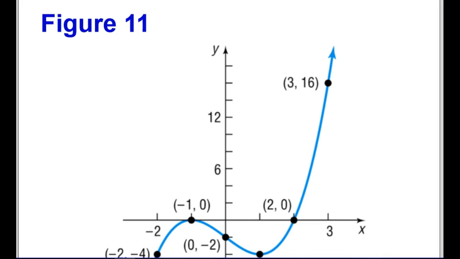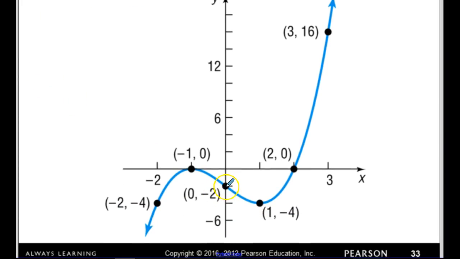Now we're going to graph all those points. I graphed my y-intercept, my x-intercepts, and those other points that I found, and I just connect all of those points with a smooth curve. I see that here I'm below, still below, and then above my x-axis. That matches exactly what I found in the table before.